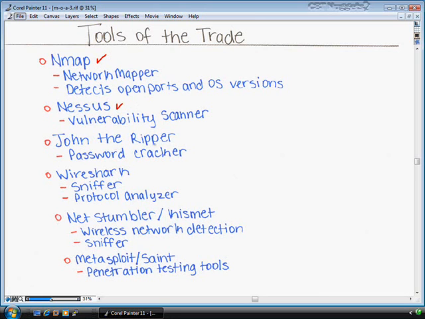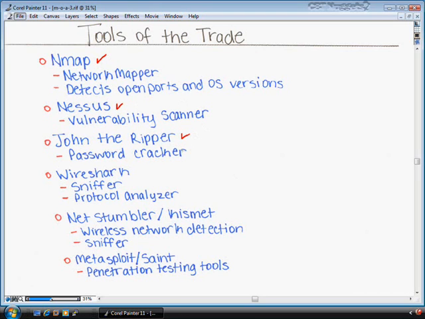Now, the next tool that we want to be familiar with is John the Ripper. Now, John the Ripper is a very fast password cracking utility that's going to give you the ability to crack the password hash on Linux, Unix, and Windows systems. It supports Windows XP, Windows 2003, and Windows 2008 as well.